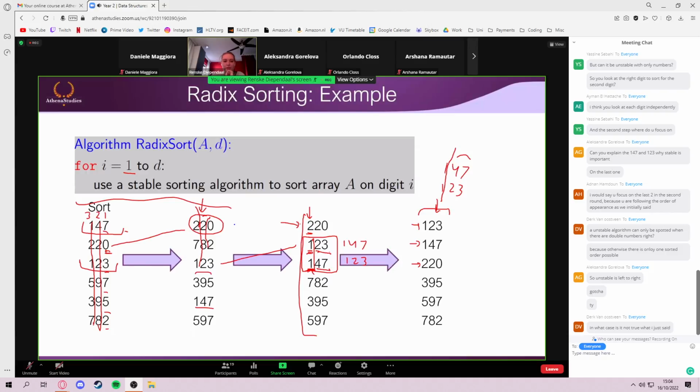No, I think you're correct in what you just said. So you said an unstable algorithm can only be spotted when there are double numbers, right? Yeah, because otherwise there's not really a wrong order. So you are correct, I think.